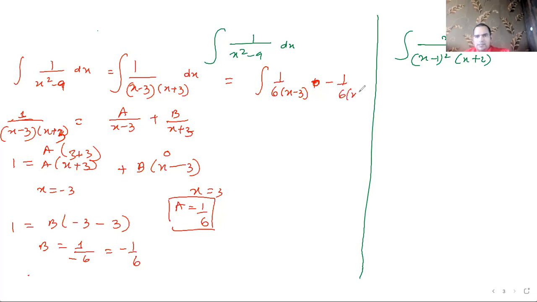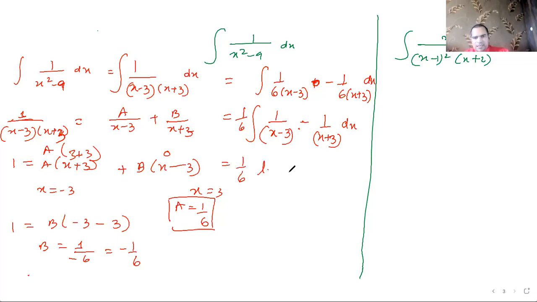Now the same thing can be written as 1/6 over x minus 3, plus minus 1/6 over x plus 3 in the denominator. And now you can take 1/6 out, which gives x minus 3, and then minus 1 over x plus 3, dx. Now, when you integrate this, it'll be 1/6 ln of x minus 3 minus ln of x plus 3. Since you don't know the range of x values, it's better to keep the absolute value. And of course, plus c.